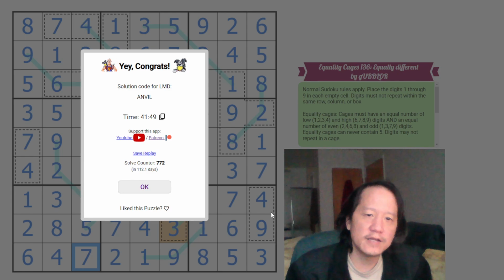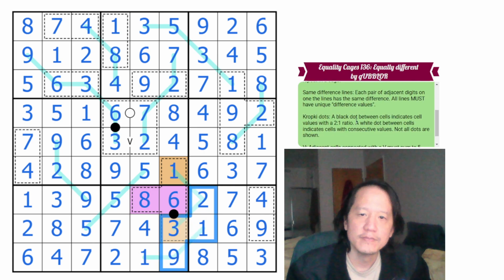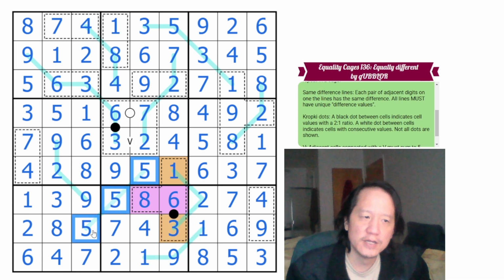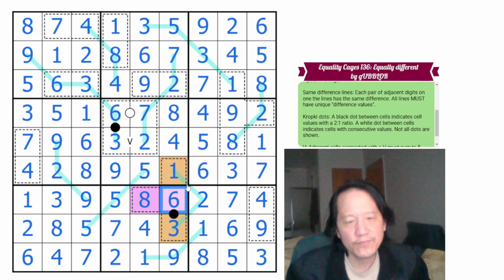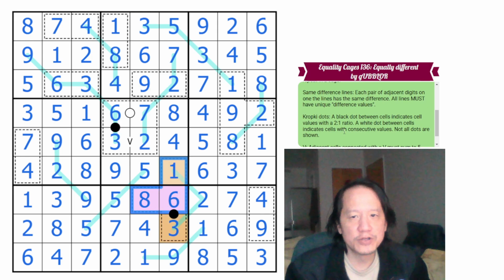And that is how you solve it. Yeah, I should have counted the same difference lines in the beginning. Because that would have let me know immediately that this had to be the 0. Pretty cool logic though. Especially with the equality cages and the difference lines being pretty restrictive.